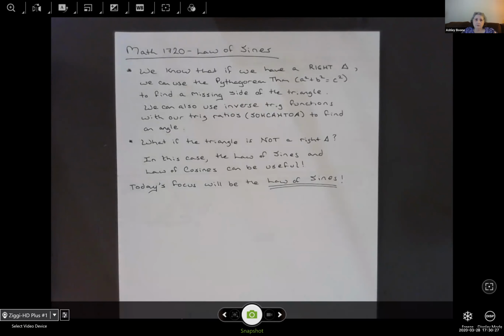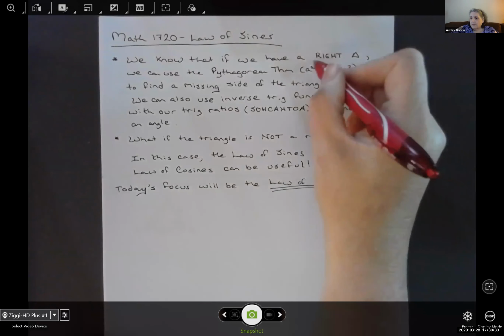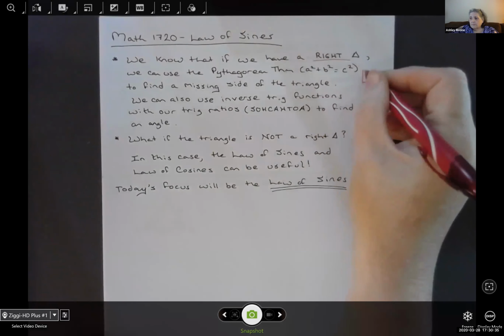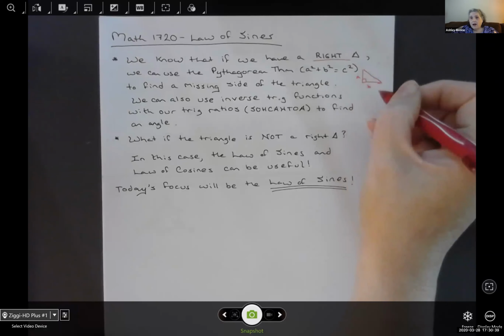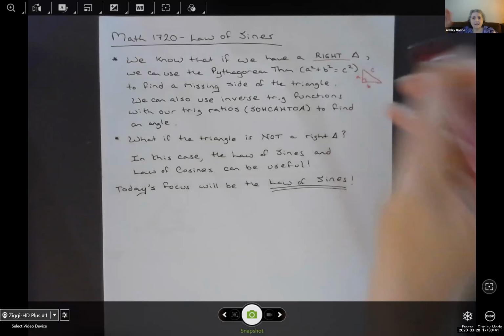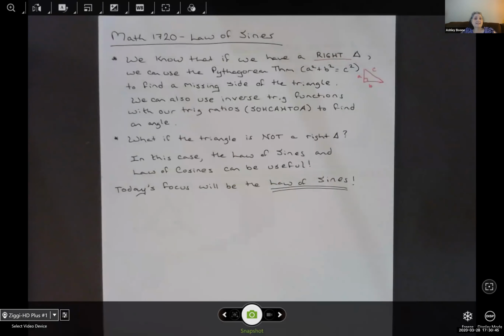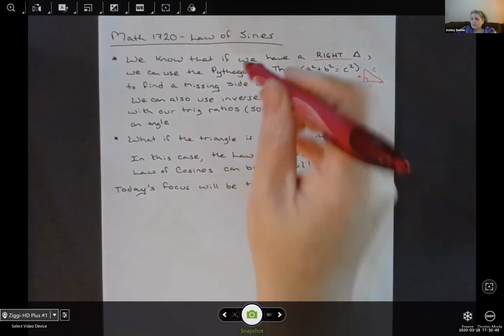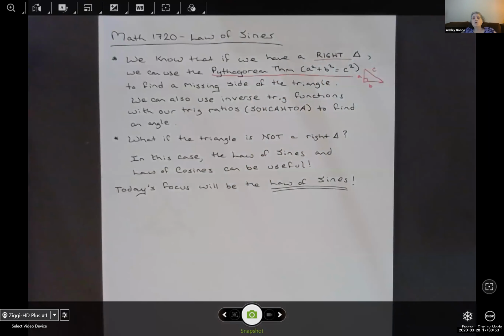We already know from former units that if we have a right triangle, so something like this, where we have legs with sides of A and B and a hypotenuse of side C, then if we want to find the missing side of a triangle, we know two of the sides, we can use the Pythagorean theorem, a squared plus b squared equals c squared. We can also find an angle.